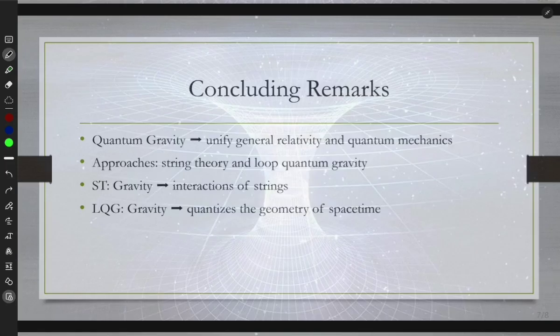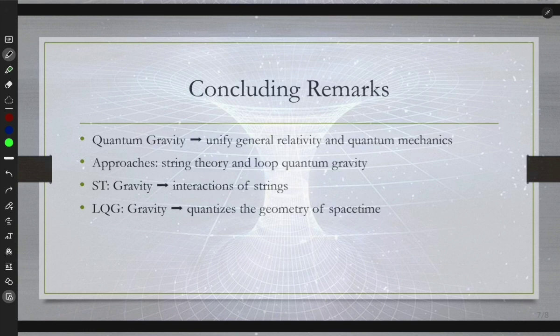Now, finally, let's end this video with some concluding remarks. I'm going to start by saying that quantum gravity is a theoretical framework that seeks to unify general relativity and quantum mechanics. That's what we have seen so far, right? And the two main approaches to quantum gravity are string theory and loop quantum gravity. So these are the two main approaches towards quantum gravity, right?